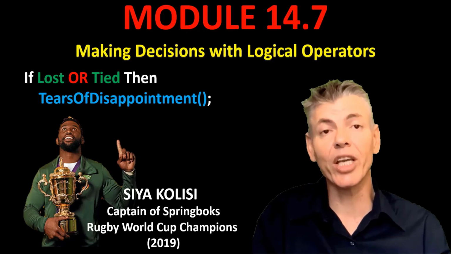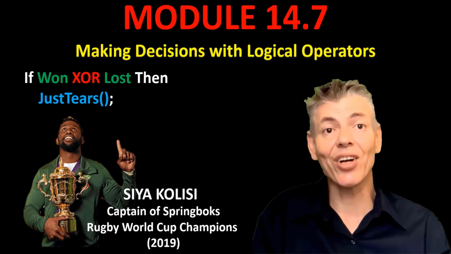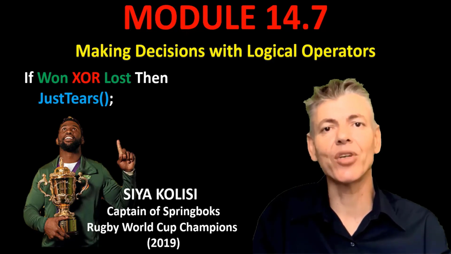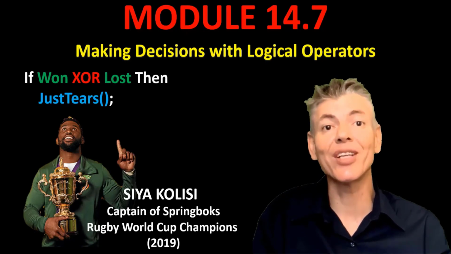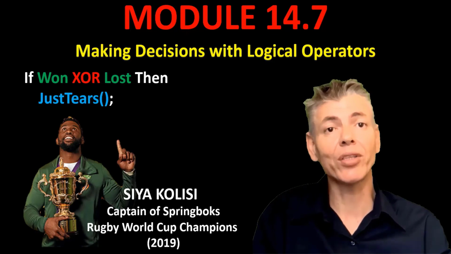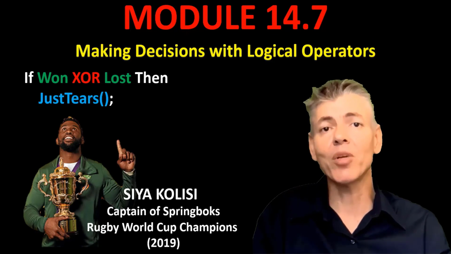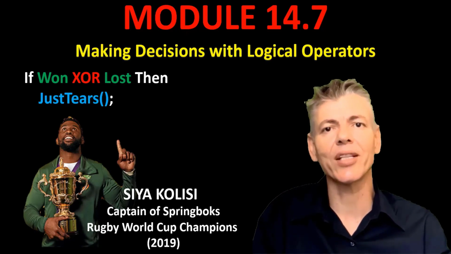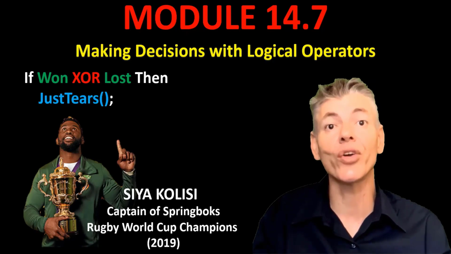Another operator that we can use is XOR or exclusive OR. This logical operator checks that the operands are mutually exclusive. Only one of the operands must be true. It doesn't matter which one, as long as only one is true. If both are true or both are false, the whole condition will be false. A team can't win or lose at the same time, and the team can't win and lose at the same time. So an exclusive OR will ensure that you can only win or you can only lose.